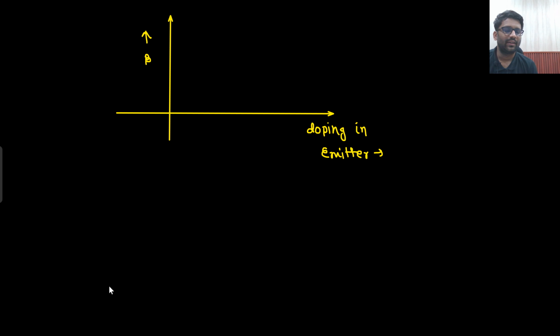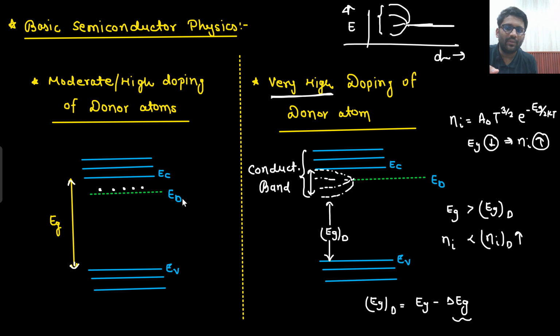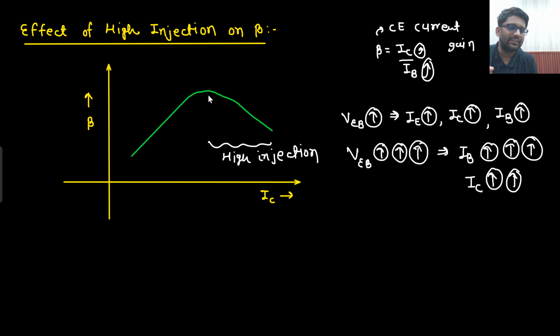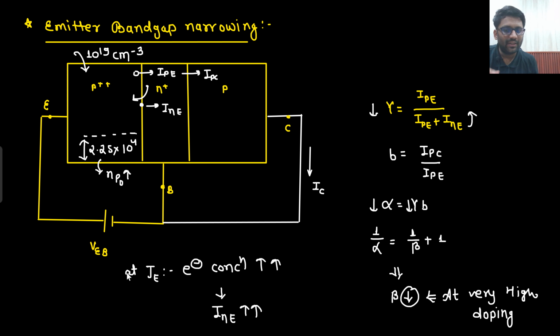So what kind of graph will you get? Initially, beta will increase only. If doping increases, then what will happen? More doping, more current. More current means more IB current. Basically, increasing the doping is proportional to increasing VB only. So initially, what kind of VB graph was I getting? This kind of graph I was getting.